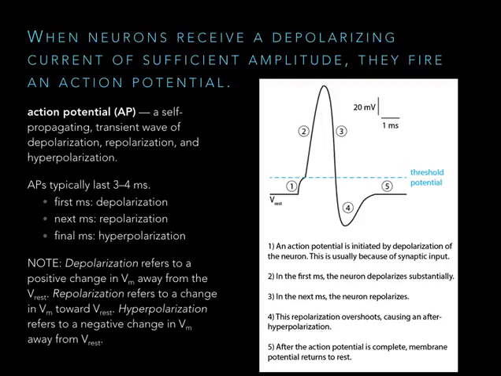Repolarization is going to be a negative change toward Vrest. So if you're going from 0 millivolts to negative 10, that's repolarization. But a negative movement isn't always repolarization. If you're going from negative 70 to negative 80, that's hyperpolarization because you're even more negative than you were at rest. Okay, just a couple terms to keep in mind. Really, the ones you need to know would be depolarization and hyperpolarization. Depolarization is positive relative to rest, and hyperpolarization is negative relative to rest.